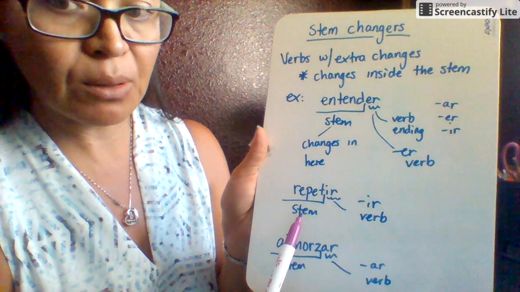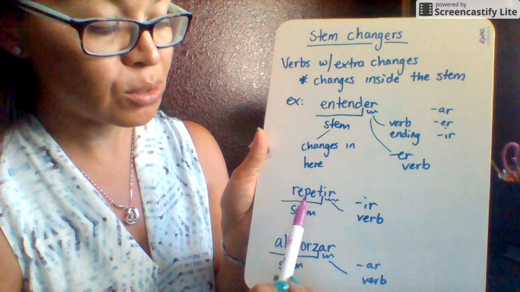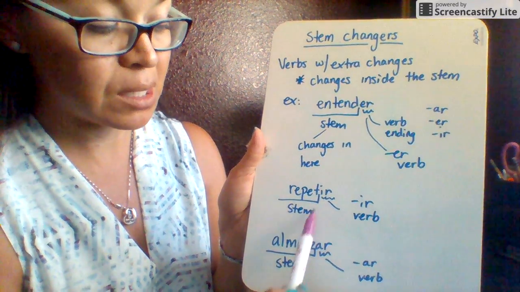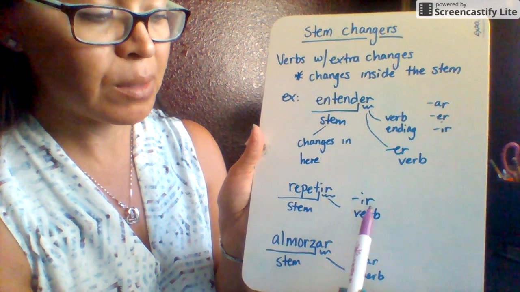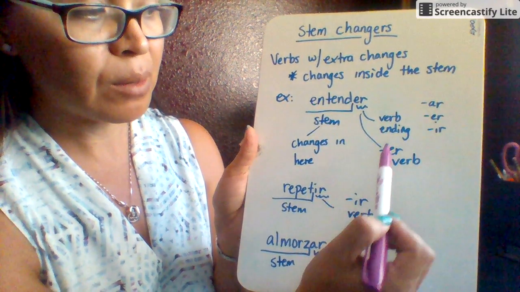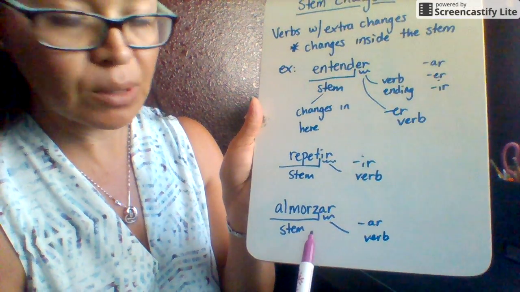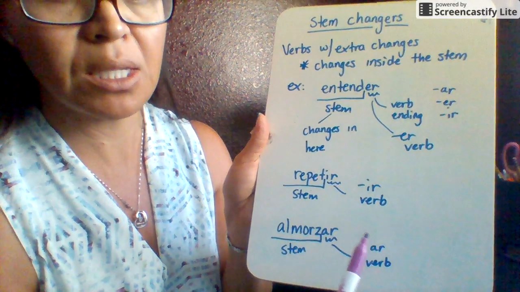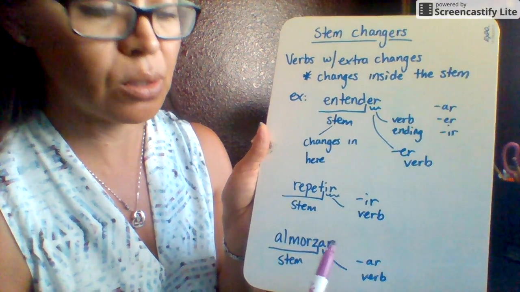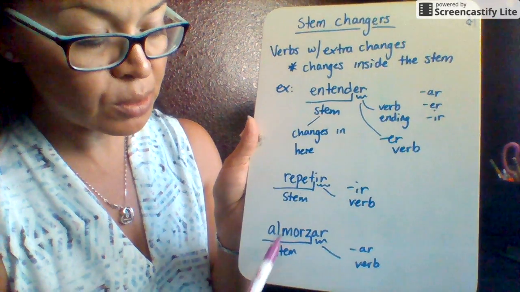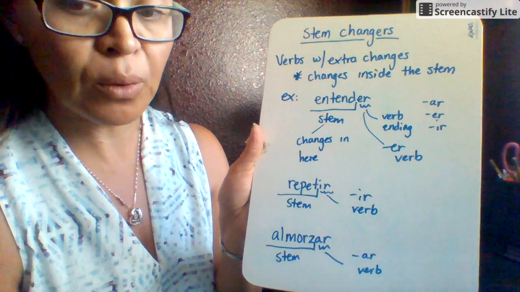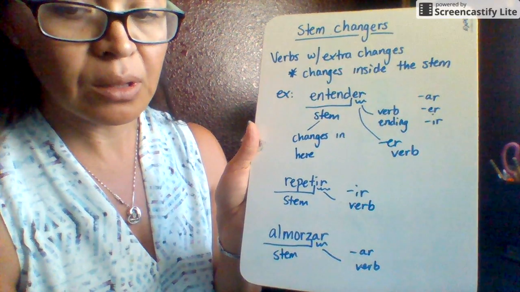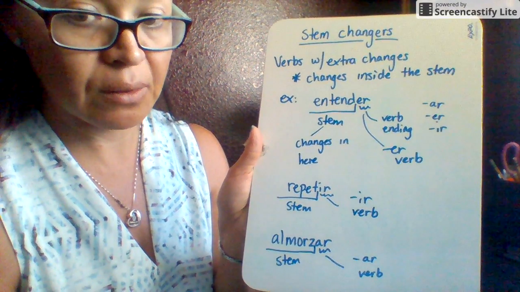So let me give you another example. We have repetir. So divided up into two parts, the stem and then the ending. As we can tell, this is an IR verb. Knowing if it's an IR verb, an ER verb, or like down here, an AR verb, it's going to help you decide what conjugation endings you use. So once you identify where the stem is, the next step is to try to figure out what kind of change these specific verbs have.